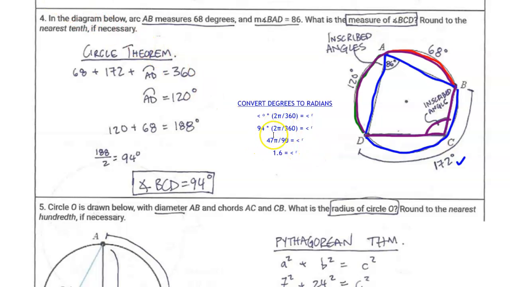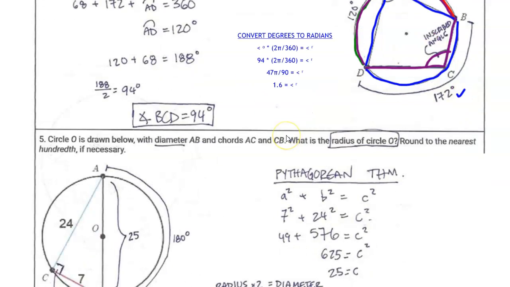So I do 94 times 2 and then divide by 360. I get 47 over 90. So my answer is going to be 47 pi over 90. If I had to round to the nearest tenth, I would round it to 1.6 because the answer is 1.6406, etc. Again, you did not have to do this in radians. In fact, it asked you to do it in degrees, but this is just an alternate way of solving it.